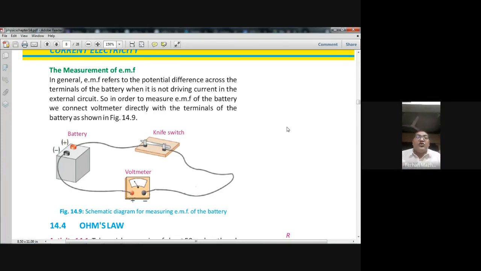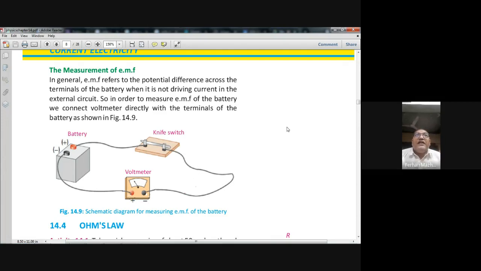There is no resistor or component or appliance connected in the circuit. So this voltmeter is basically telling you the potential difference between the terminals of the battery, and this is called the EMF of the battery. We don't say the potential difference between the terminals of the battery. We have a word for this, and we say EMF of the battery. EMF of the cell, or EMF of the source of electricity, means what is the voltage provided by that source.